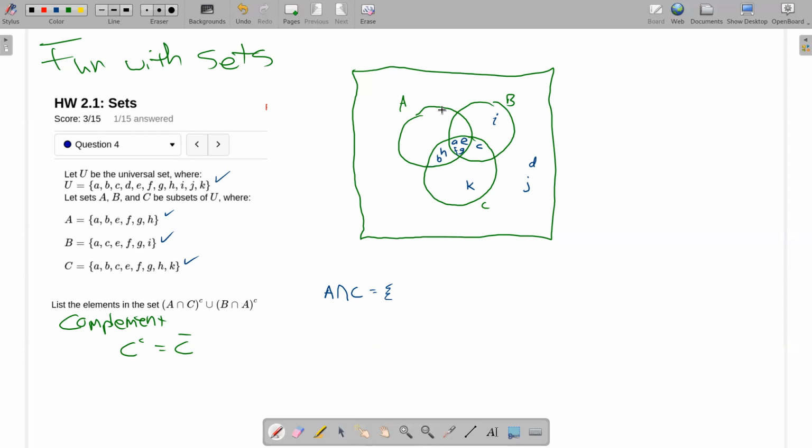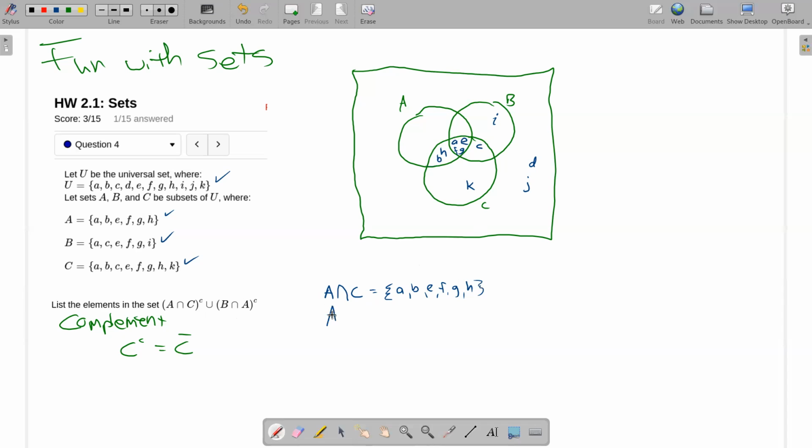Let's see, A is here, C is there, and in sets A and C together, the intersection would be these 6 elements right there. So if I put them in order, I see A, B, E, F, G, and H. Did I get that right? 1, 2, 3, 4, 5, 6. Okay, so that's A intersect C.